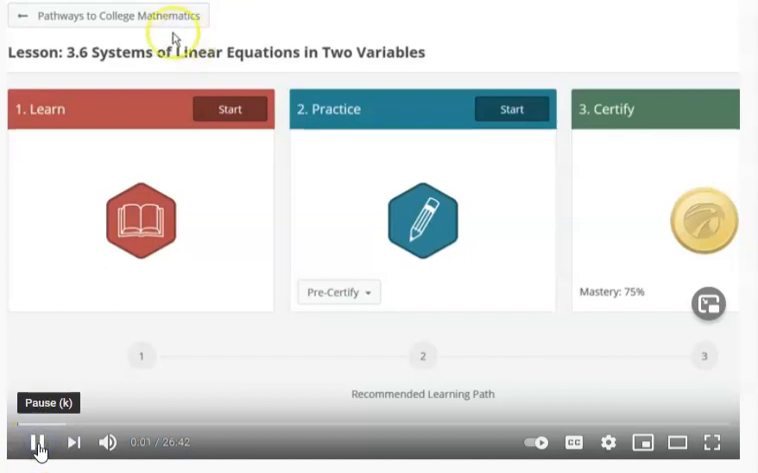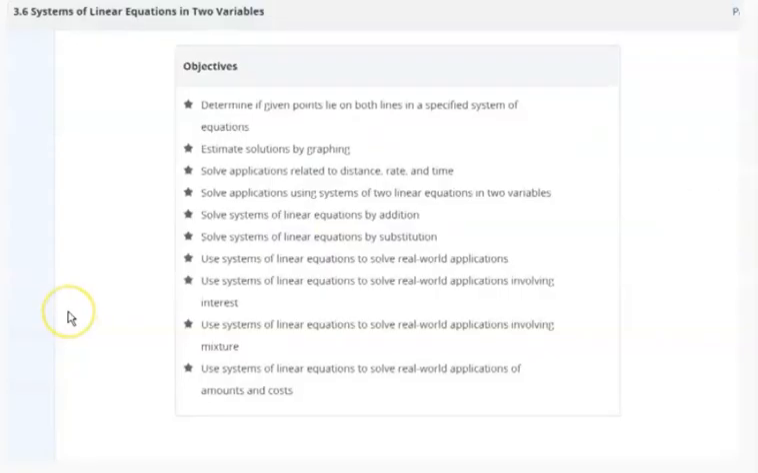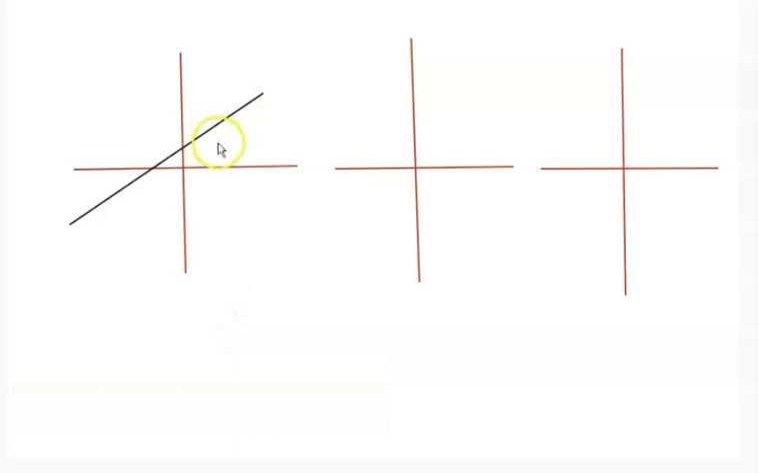Going into the last topic of Chapter 3 that we'll be covering, Section 6, Systems of Linear Equations in Two Variables. Here are the objectives, and we'll be giving you these as we go through the course. Now, as background, we have dealt so far with equations that actually, when we graph them, form lines.